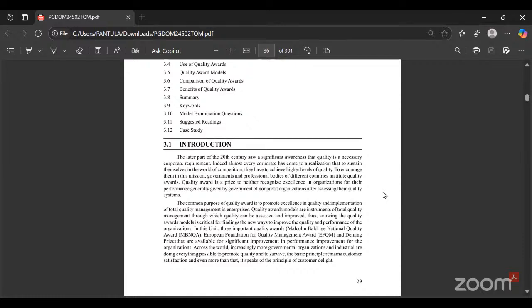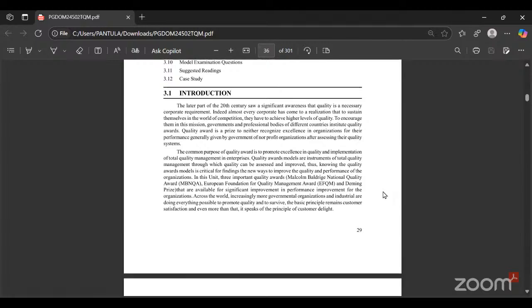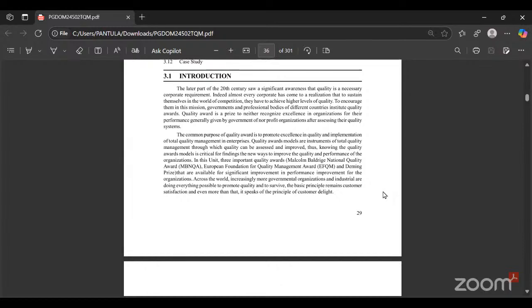So, in enterprises, quality award models are instruments through which quality management is assessed. There are certain models. Important quality awards include the Malcolm Baldrige National Quality Award, the European Foundation for Quality Management Award, and the Deming Prize. These are available and significantly improve the performance of organizations across the world.